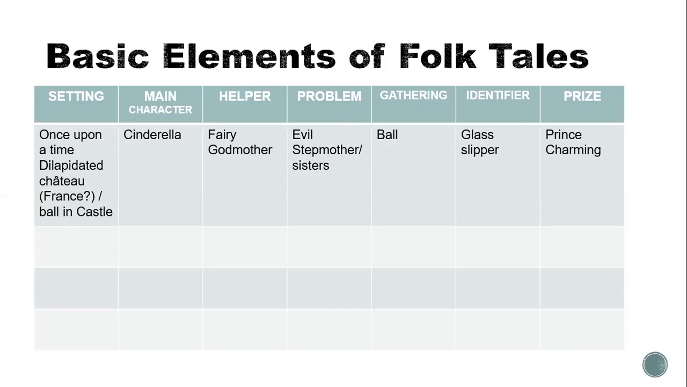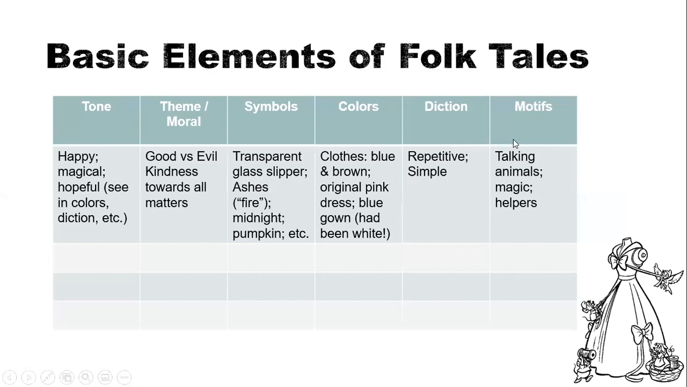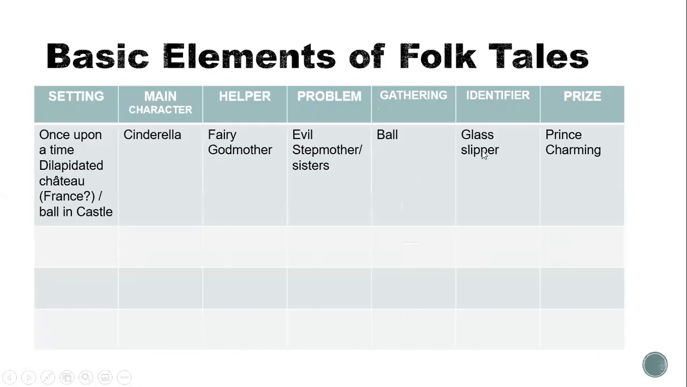And then there's a big problem that needs to be overcome. So it's either cleaning the soot from a particularly difficult hearthstone, or hiding all kinds of seeds in a bag of soot, something like that. So they create a problem, and this is where everything stems from. You have to leave before the clock strikes 12, and then she loses her glass slipper. And the prize is Prince Charming.